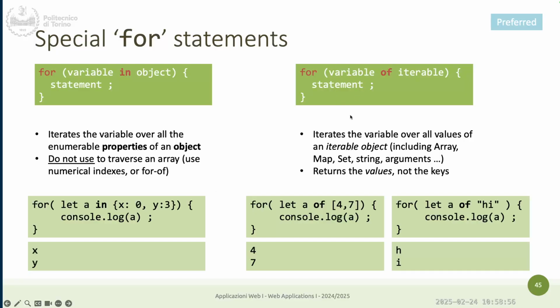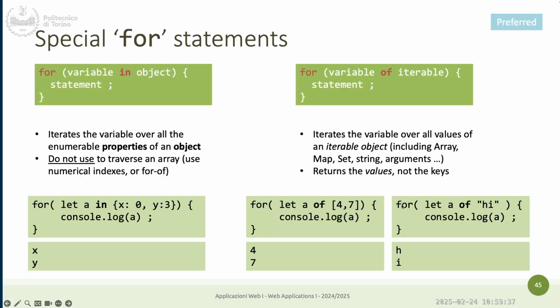The right one is the good one. For variable of iterable value. For variable of array. For variable of string. Okay? And usually the variable takes the form of a declaration, for let A of an array, this is an array, or a string, and it will iterate the body by assigning to A all the items in the array or all the characters in the string.